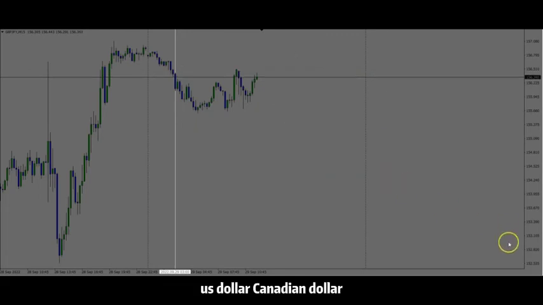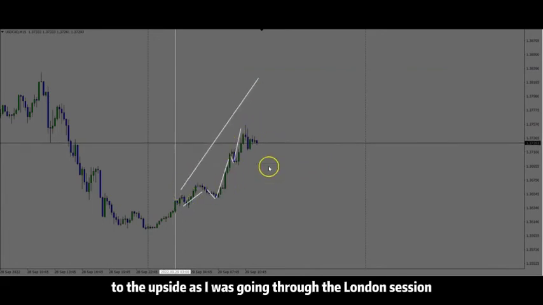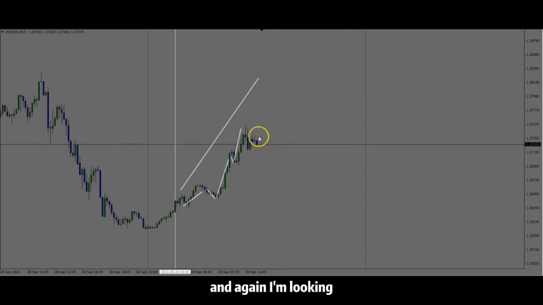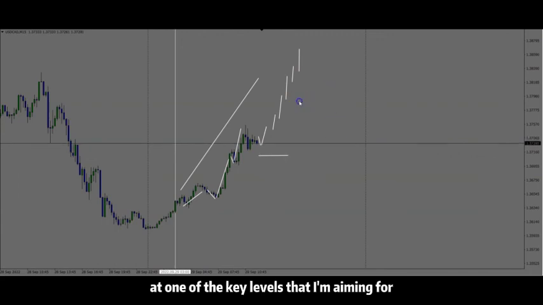US dollar, Canadian dollar, clear directional move going to the upside. I'm looking for this to move further to the upside as I was going through the London session. And again, I'm looking for a pullback in price to be able to get positioned at a certain level. And then I'll put my stop loss in and my take profit up at one of the key levels that I'm aiming for. It's as simple as that.